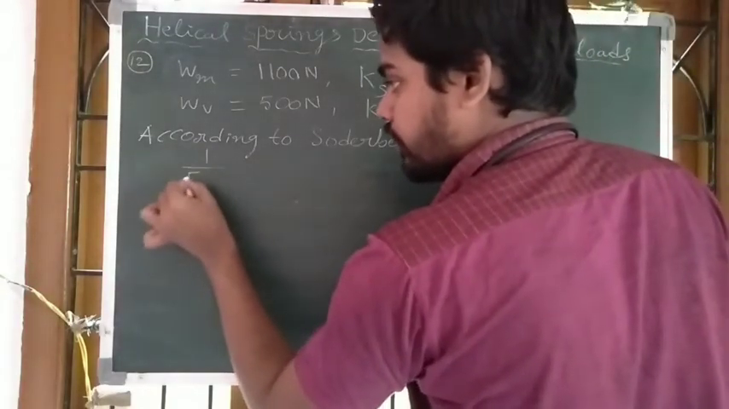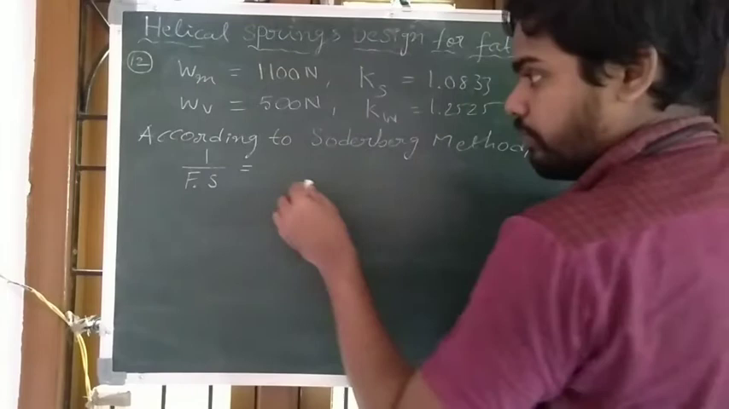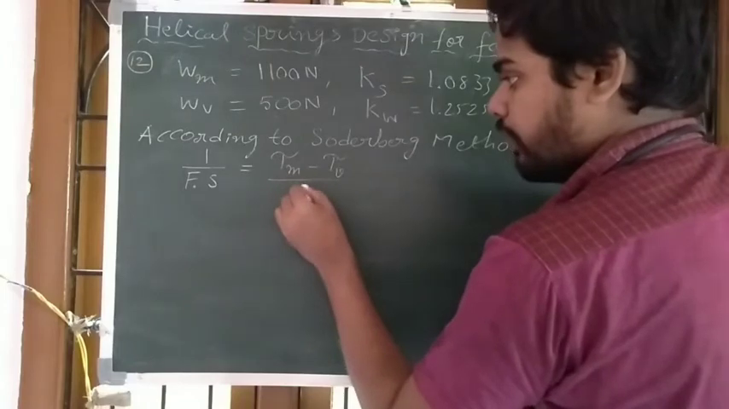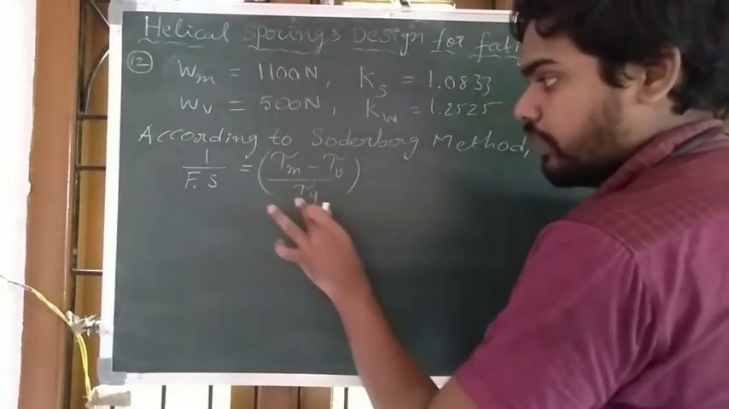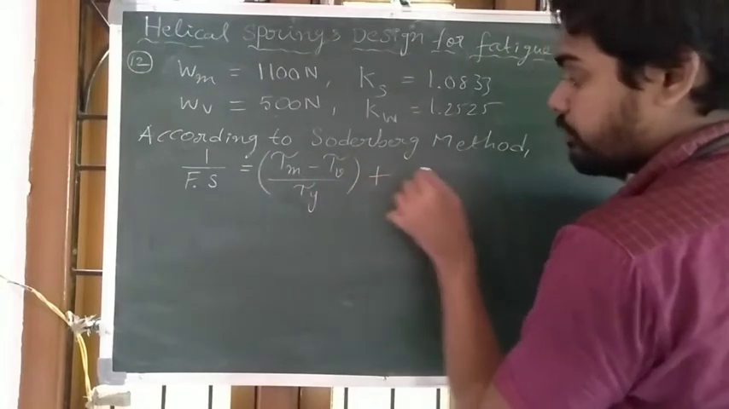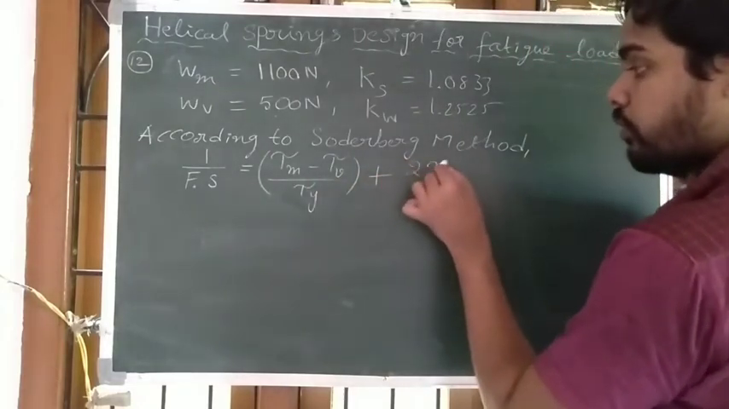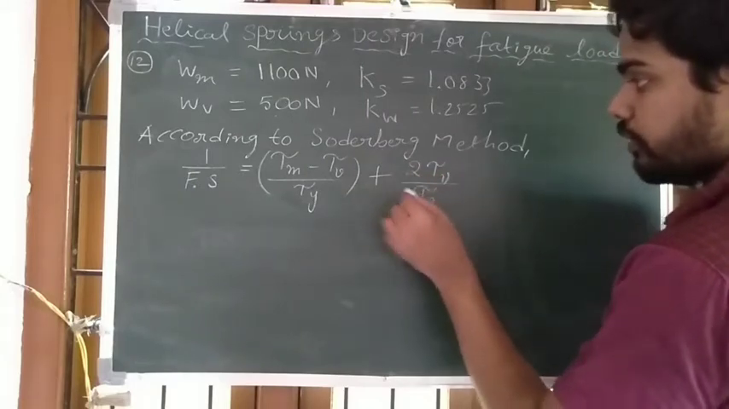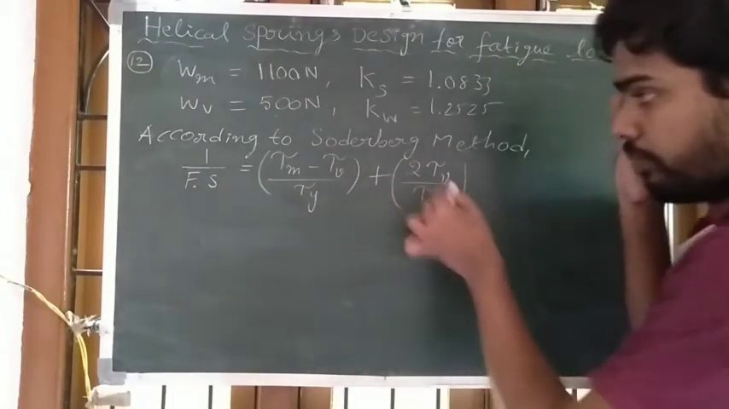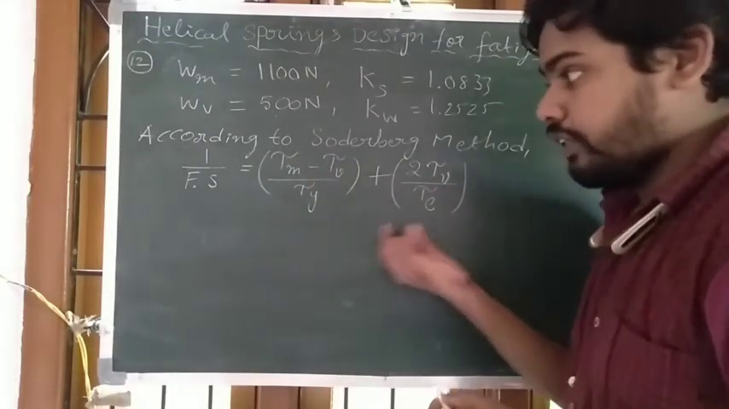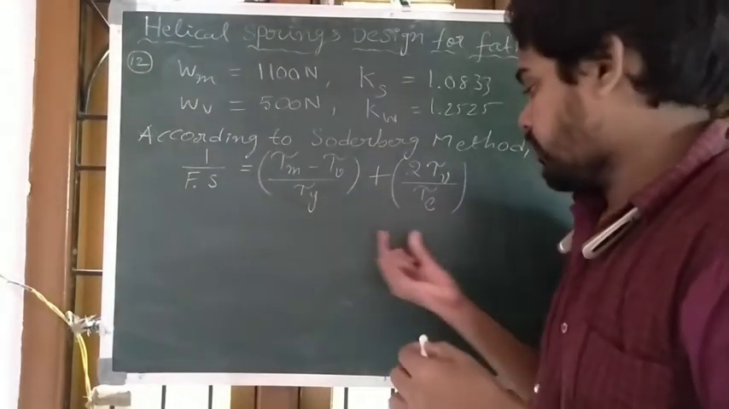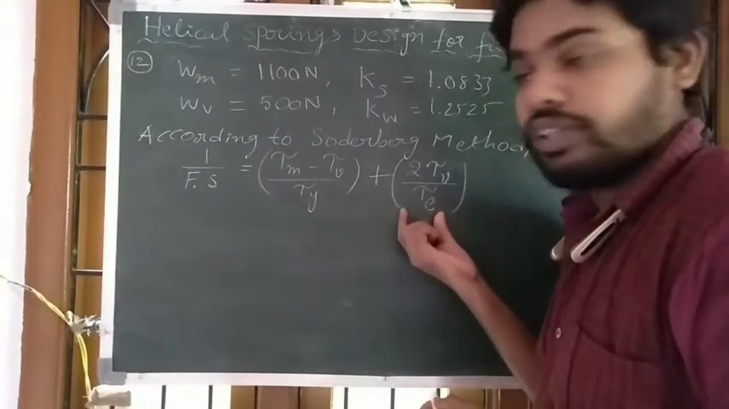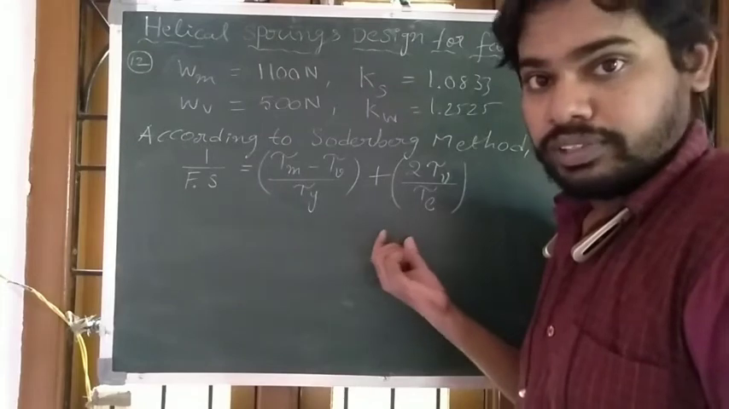1 by factor of safety, there is a very important formula: 1 by factor of safety is equal to tau m divided by tau y plus tau v divided by tau e. We know that the Soderberg design is based on yield strength. Here tau y means yield shear stress, and tau e means endurance shear stress. These tau y and tau e are already given in the question.